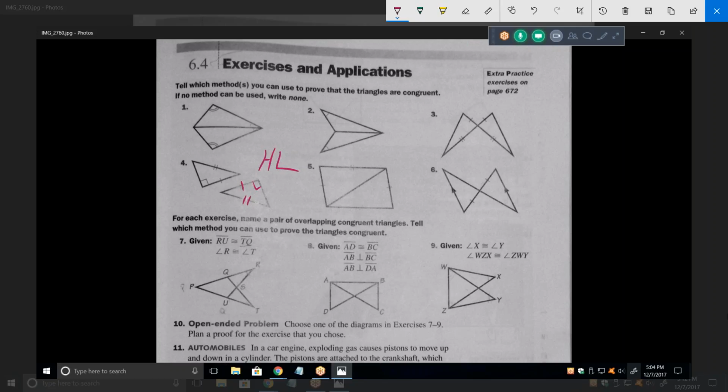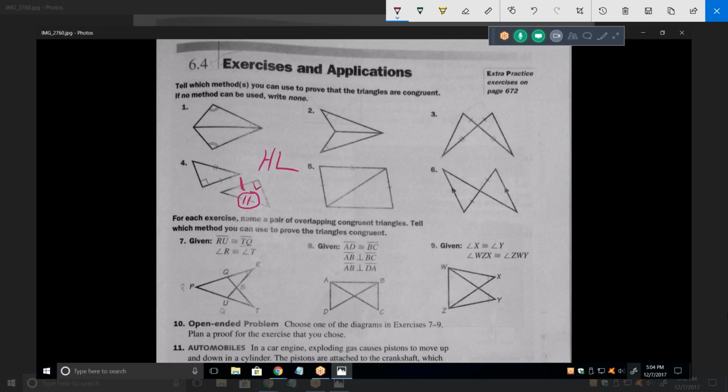Okay, so there's the hypotenuse. So we got that, and there's one of the short sides. I don't care if it's equal to that one or that one. It would still be congruent. In other words, if you have 2 right triangles and they have the same hypotenuse and they have one side that's the same, they're congruent.